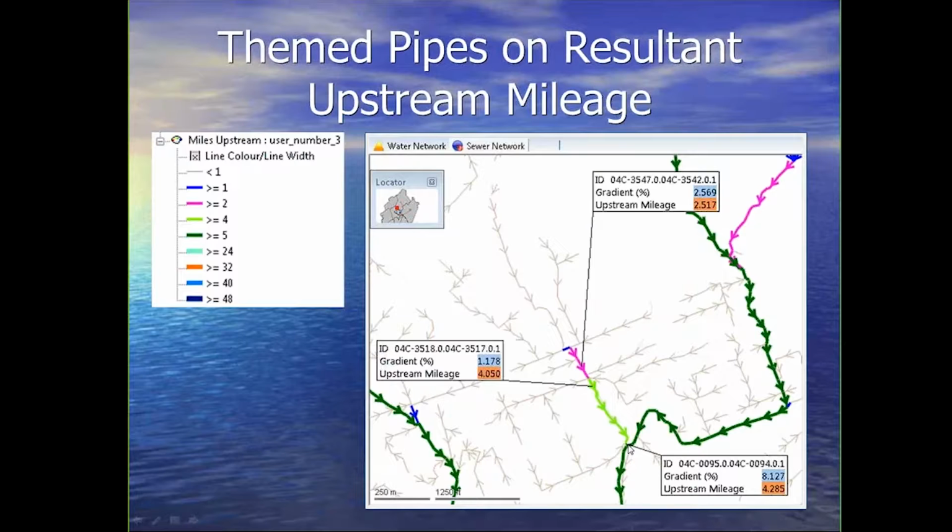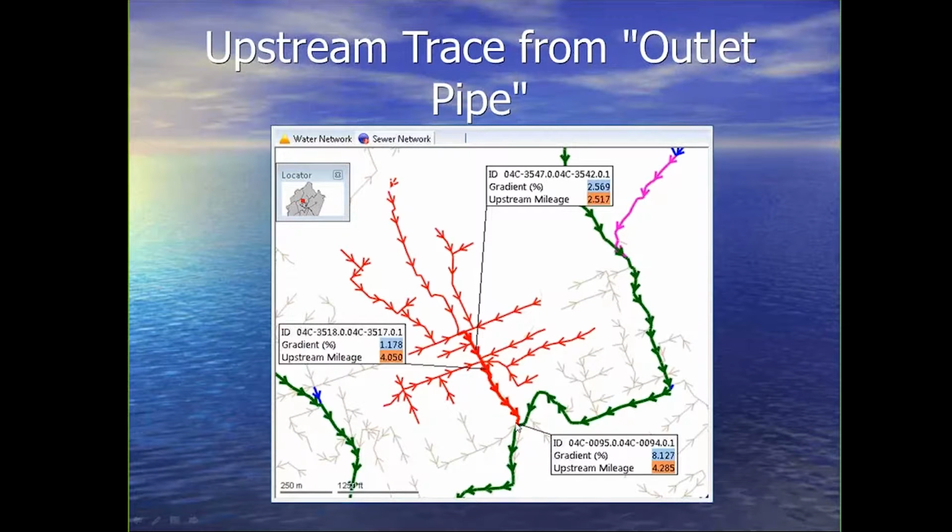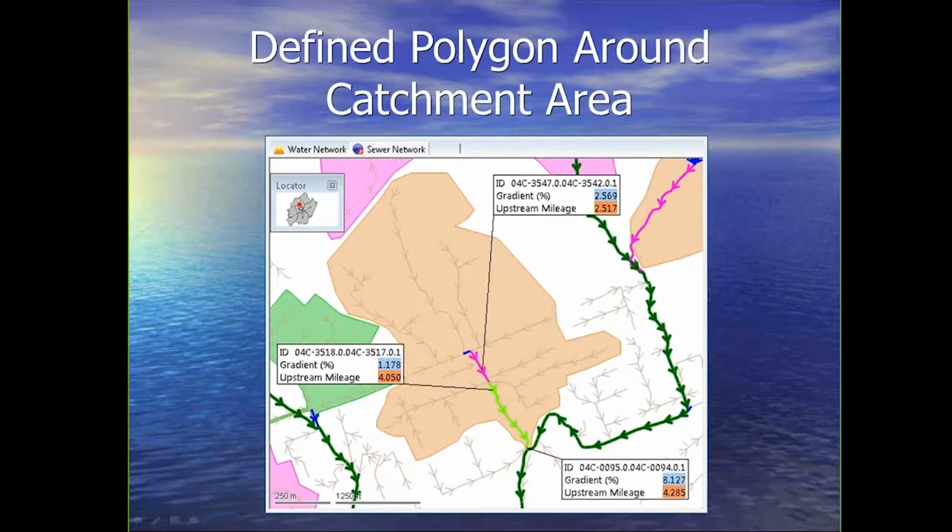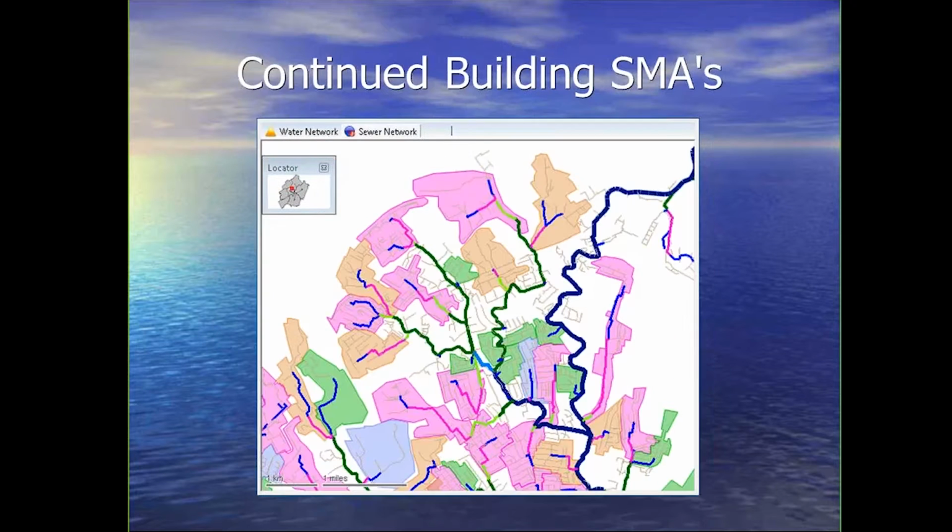So we've got the upstream mileage, that's great. We see down here at the logical point where you'd be putting in a meter, it's 4.285 miles. So in Infonet we can just click a button and it'll show us the upstream trace. So we just clicked on that, clicked there, created the upstream trace, and the area in red here is that area. And then simply create a polygon around the upstream mileage, and your SMA is complete. So it's really not that complicated.